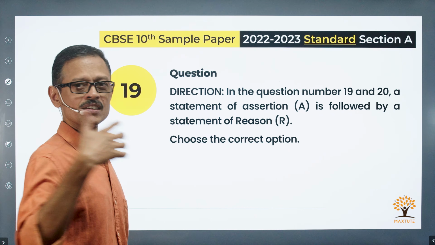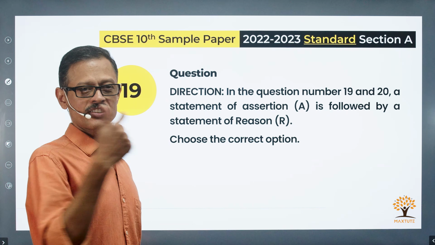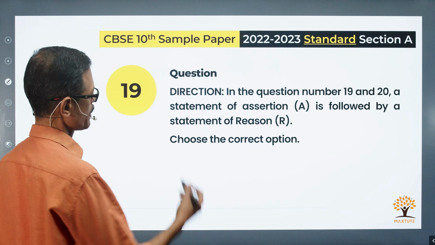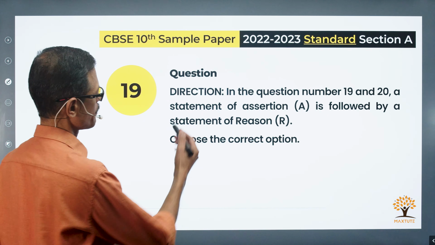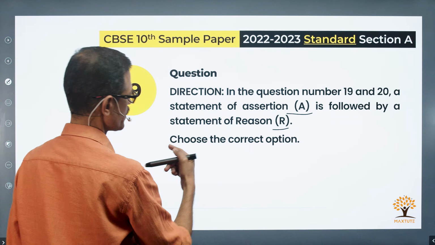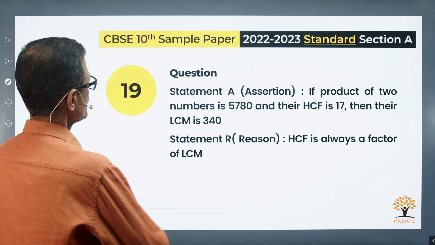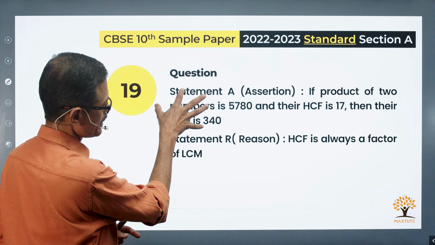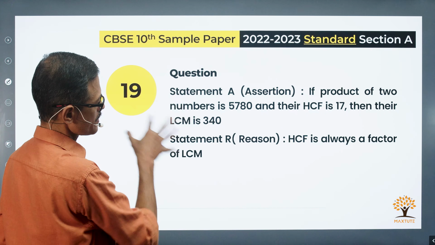Let's understand this question, and solve both of these. They are very easy questions actually, in this sample question paper. In questions number 19 and 20, a statement of assertion is followed by a statement of reason. Choose the correct option. We'll come to that in a while. These are the answer options.